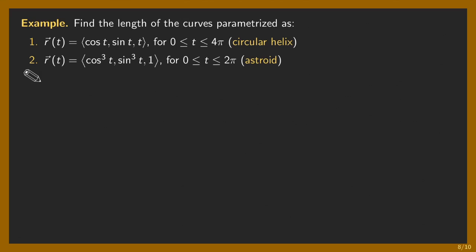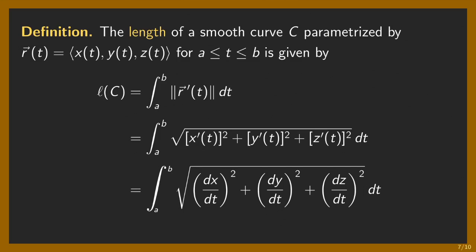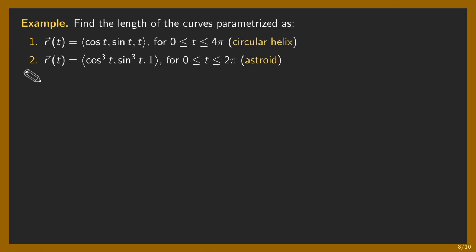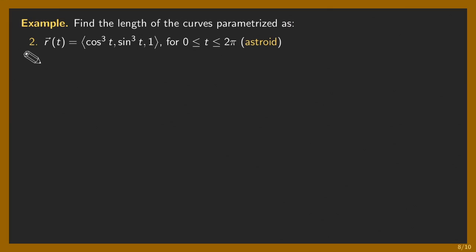Now I want to remind you that the formula given in the previous slide works only for smooth curves. In the case of the asteroid, because of the symmetry, the asteroid looks like this, right? You can just get one portion of it, let's say this one, this smooth portion, and then multiply by 4 by symmetry. But let's begin with the circular helix first. Sorry.